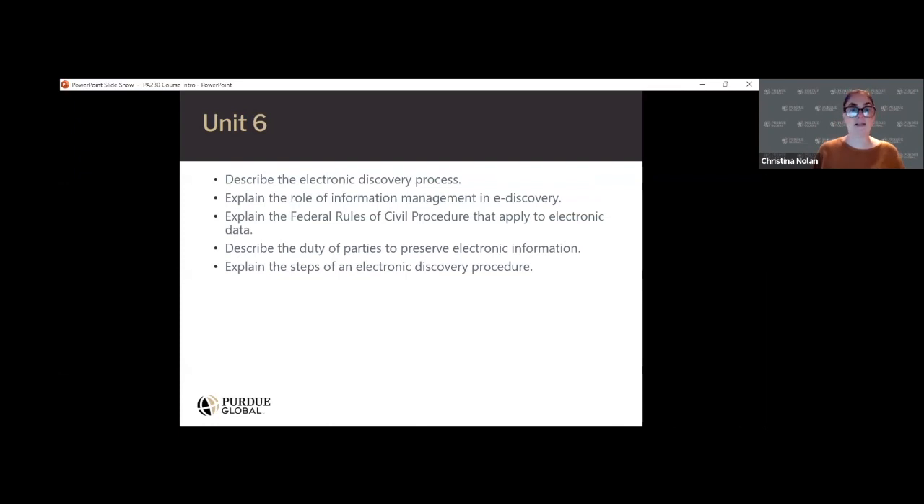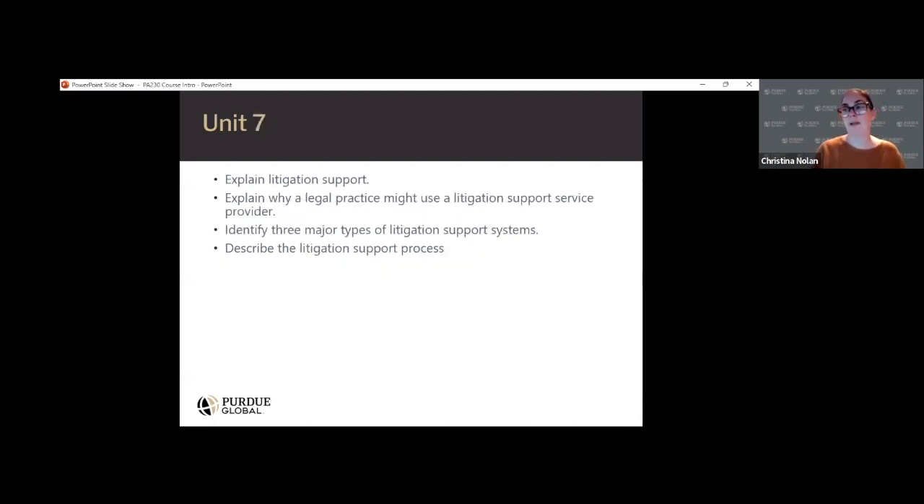Unit 6, this is another interesting unit. We're going to look at the electronic discovery process, which is a relatively new development in the legal field. You never thought there would be new jobs that come up, but this is one of them. So we're going to look at e-discovery. We're going to look at the federal rules of civil procedure that apply to this. The duty of parties to preserve electronic information. What is electronic information? And then there is a duty to preserve this. And then we're going to talk about electronic discovery.